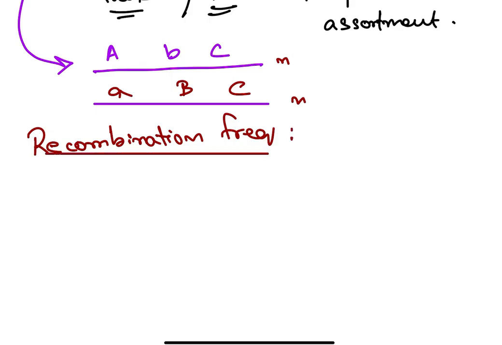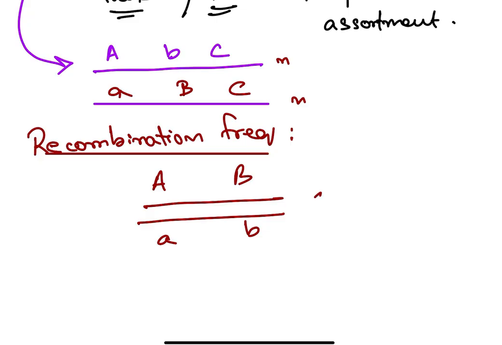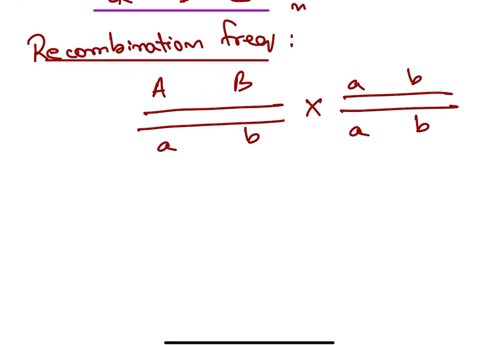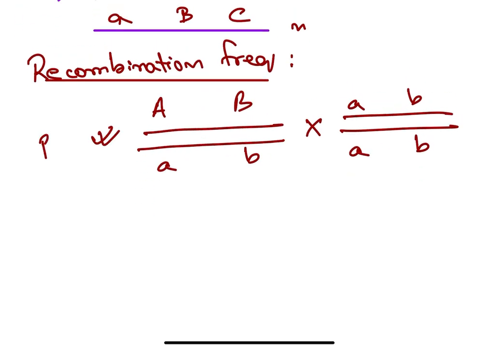So recombination frequency: suppose I have two genes, capital A, capital B, and here I have small a, small b, and now I'm crossing it with a recessive individual. And why recessive? Because whatever is the frequency of this particular individual, it will be all expressed because this is recessive. I'll tell you how. So suppose this particular individual, there's a cross parental. So what are the gamete possibilities?